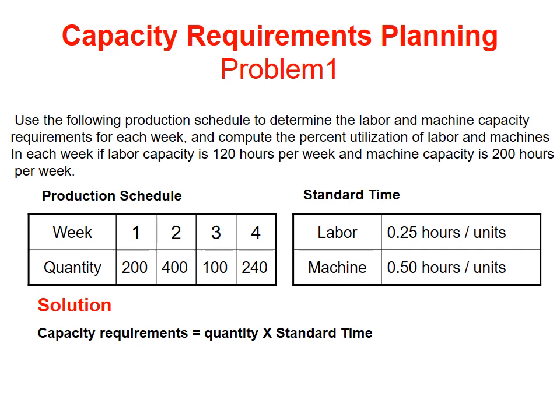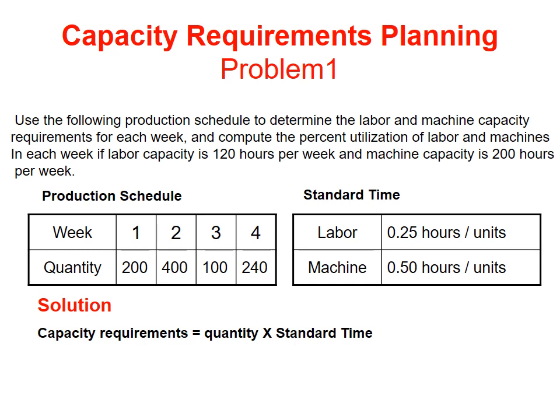Capacity requirement planning, it is another type of problems in these sections. Use the following production schedule to determine the labor and machine capacity requirement for each week and compute the percent utilization of labor and machine in each week if labor capacity is 120 hours per week and the machine capacity is 200 hours per week. Production schedule divided into 4 weeks. This is quantity needed for each week.